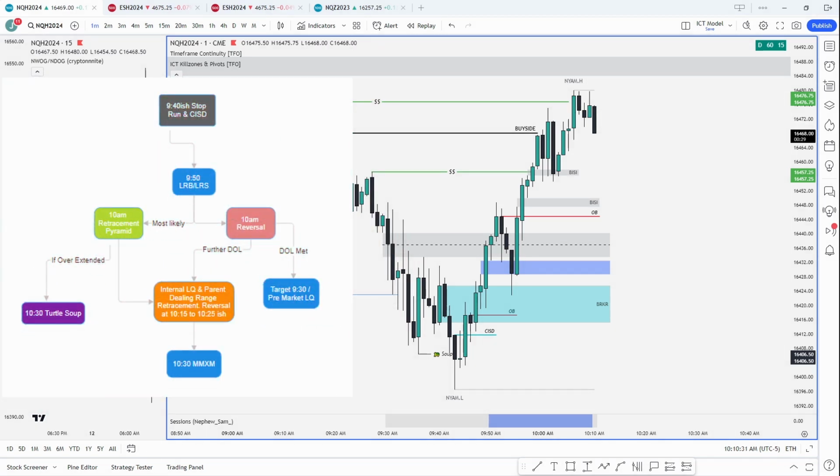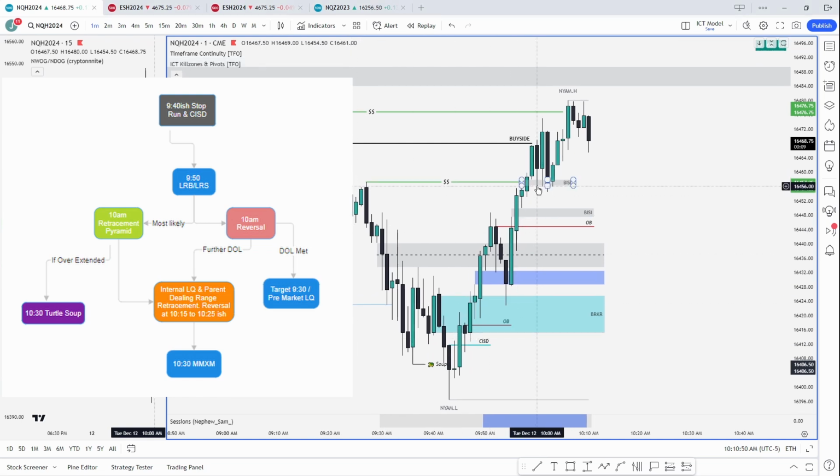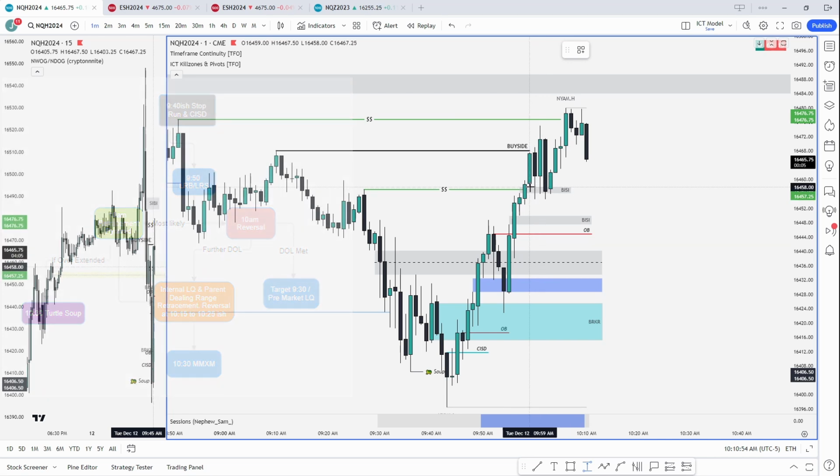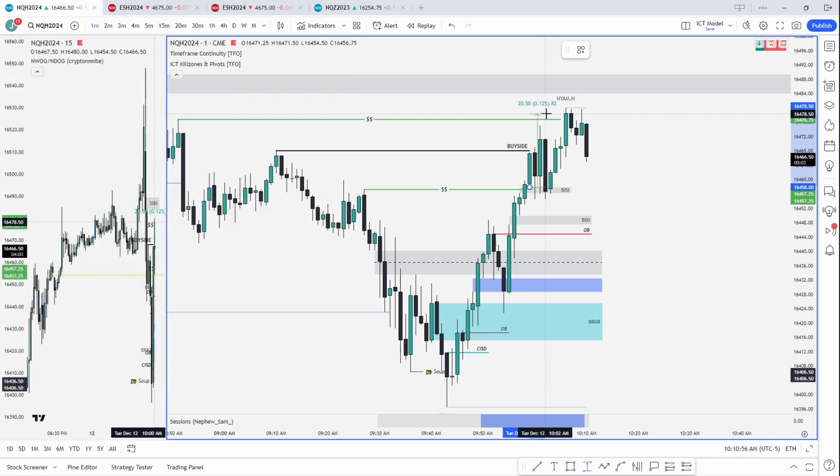So 9:30, 9:45 consolidation. We got 9:45 stop run in CISD. So you're looking for a 9:50 low risk buy. Got the low risk buy right in the breaker, or you could use this for value gap as well. And most likely you see your 10 a.m. retracement or pyramid opportunity, and here is your buy side sweep. And right at 10 a.m. we get the retracement, and I think we still got 20 points off this retracement leg. Yep, 20 points off the retracement leg.